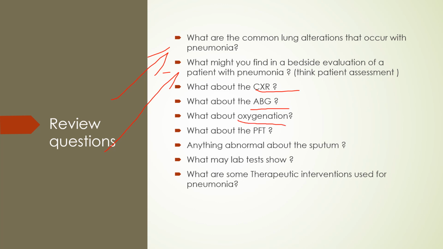What type of condition is this? Is this shunt-like? Is it dead space? What would happen to their DO2? What would happen to their O2ER? What would happen to their venous saturation? All right, on this process, remember this is not obstructive, this is restrictive. What would their PFTs look like if you were to do a PFT on this pneumonia patient? What would be their volumes? What would be their flow rates? Anything abnormal about their sputum?